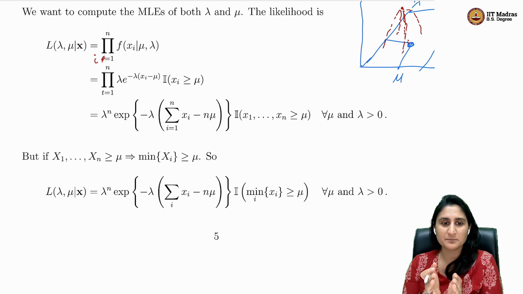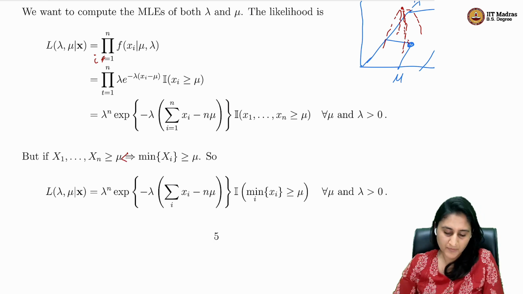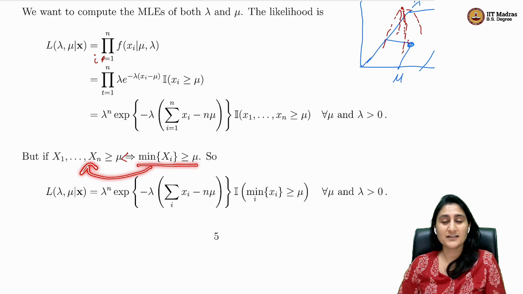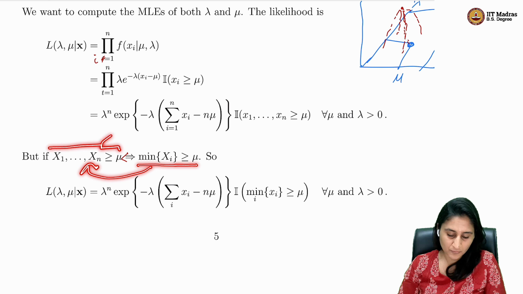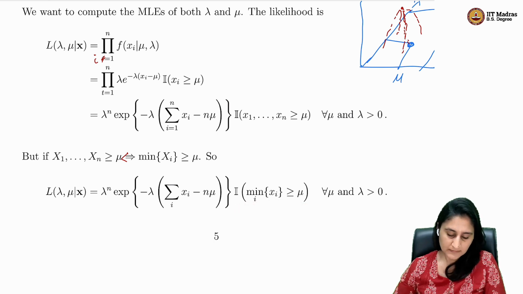These are equivalent statements. If the smallest value of the xi's is greater than mu, then all of the data is greater than mu. And further, if all of the data is greater than mu, then the smallest xi is greater than mu. So these are equivalent statements, which means I can replace all of the xi's being greater than or equal to mu with just the minimum of the xi's being greater than or equal to mu. So then this becomes our likelihood now.